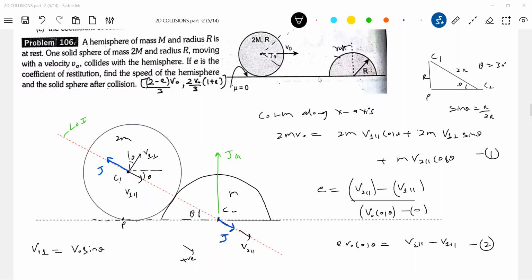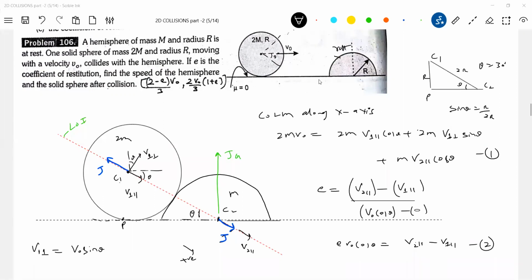Or you could have done that one after collision, the velocity of the sphere, let it be. And now one more thing, you look at this. Let's be practical. How will the hemisphere move after collision? It will move into the ground. After collision, how will the hemisphere move? Along the x-axis. How will the sphere move along the x-axis?